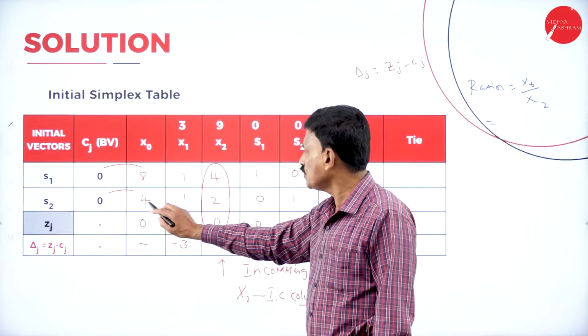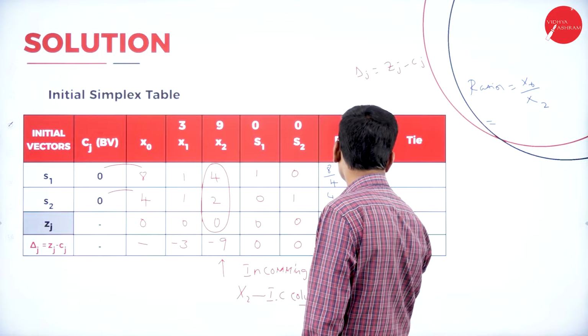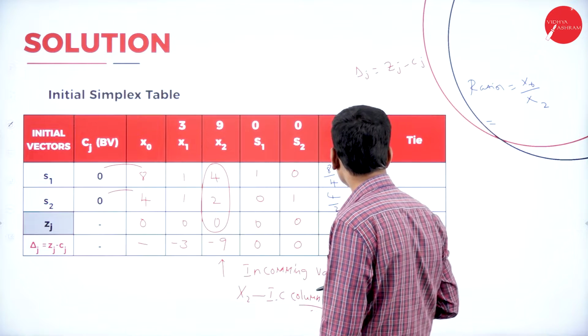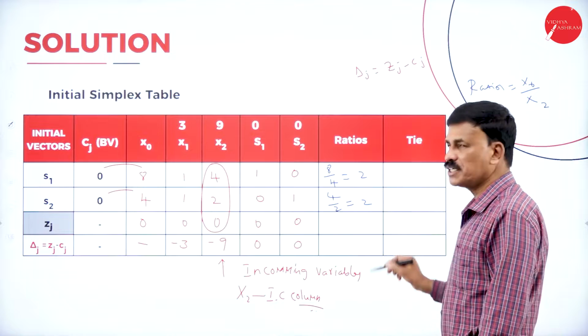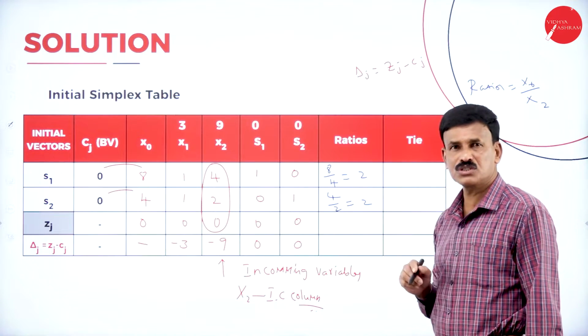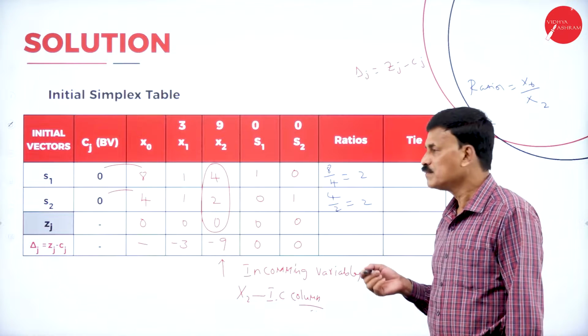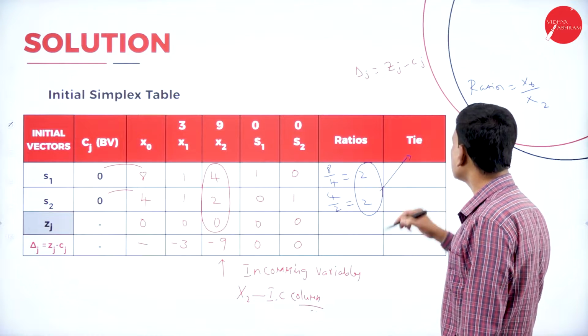Again for the second row, x0 is 4, x2 is 2. 4 divided by 2 is equal to 2. So we got the same values. The ratio for row 1 is 2 and for row 2 is also 2. That means there is a tie. These two values are the same.